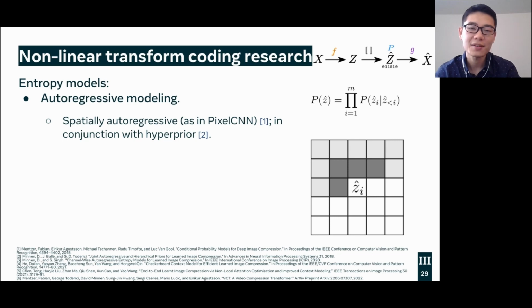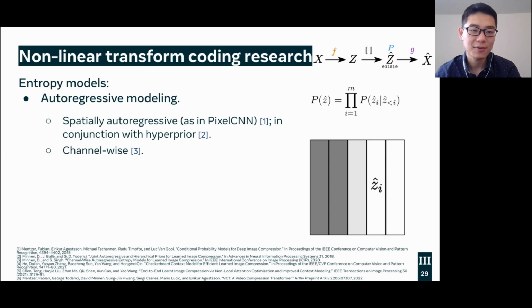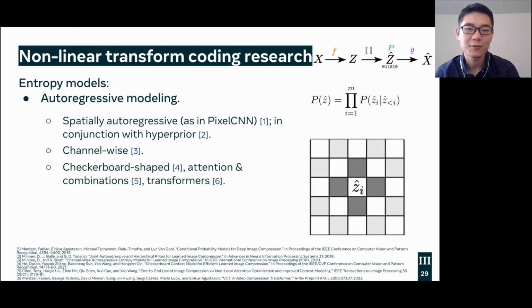So there are many other ideas, all with the goal of giving us an expressive autoregressive model without being super slow to decode. For example, we can define the autoregressive ordering along the channel dimension, or spatially via checkerboard patterns, or introduce attention mechanisms, or even use a vision transformer.